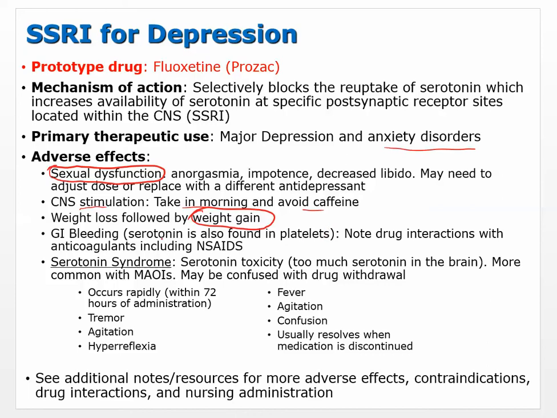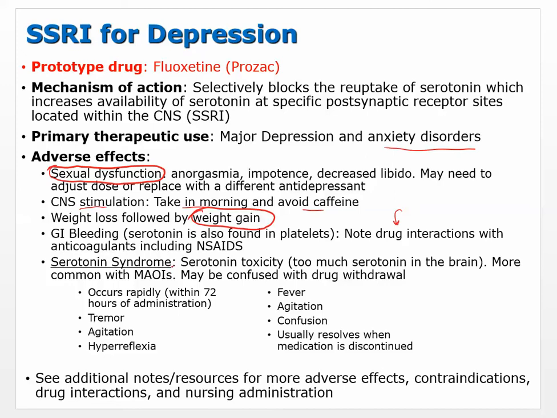GI bleeding. Remember, serotonin is also found in blood platelets. I think I said red blood cells before, but it's found in blood platelets, which are involved in clotting. And so GI bleeding makes sense, but it also involves drug interactions, especially anticoagulants, including NSAIDs. Remember, NSAIDs can inhibit clotting as well. So keep that in mind when you're going through the drug interactions.